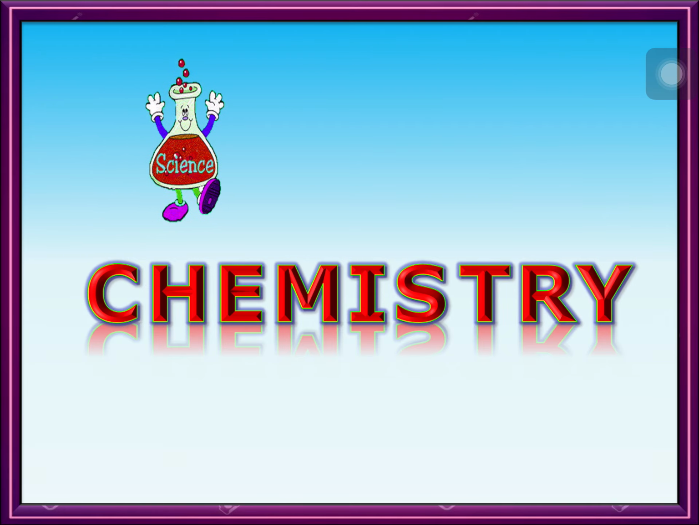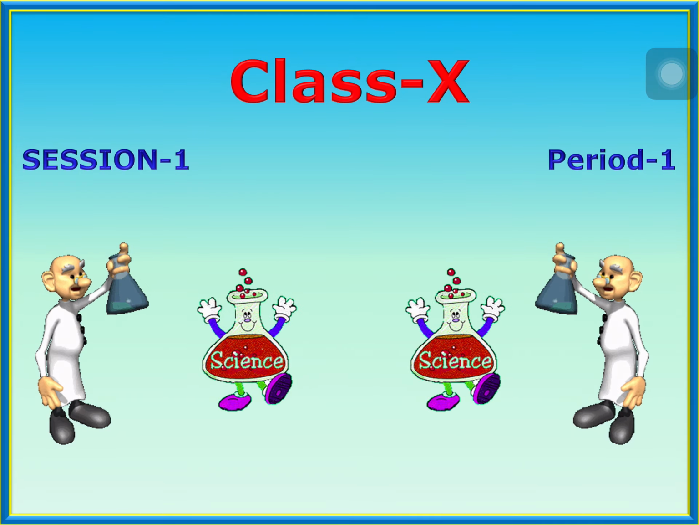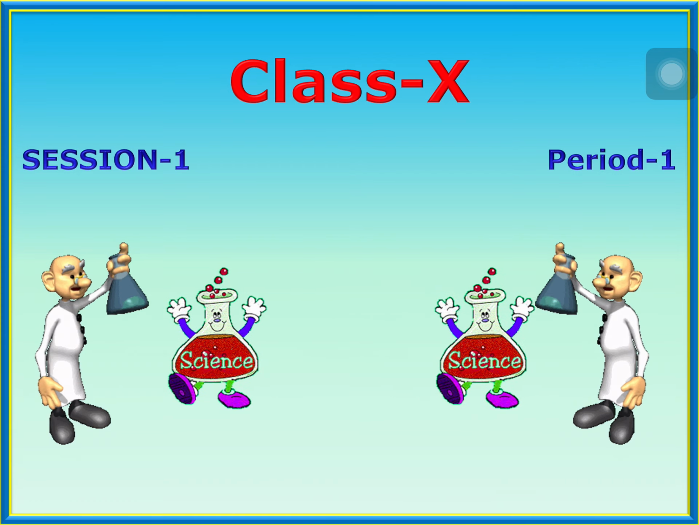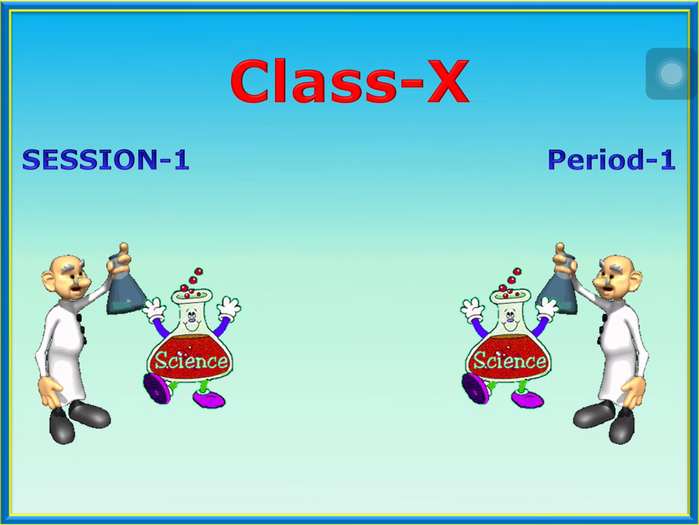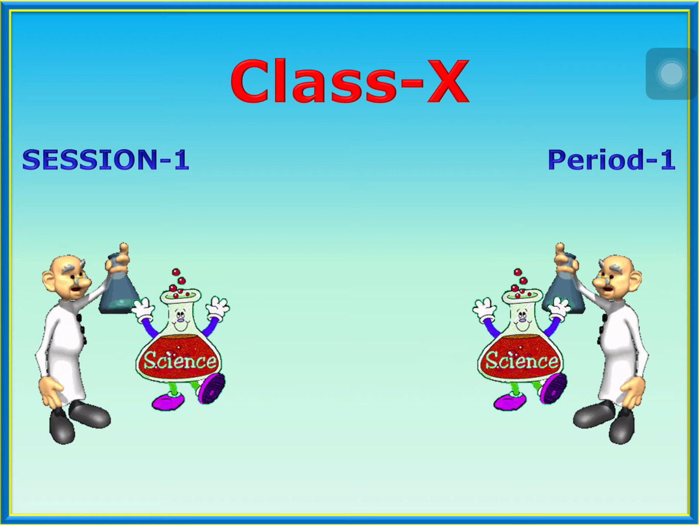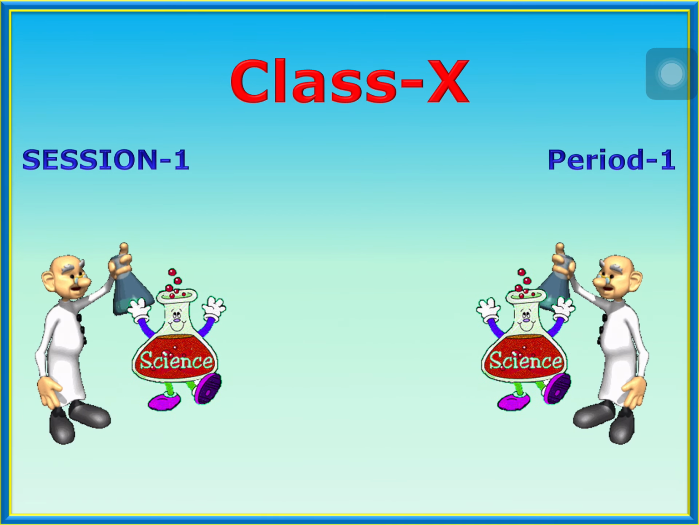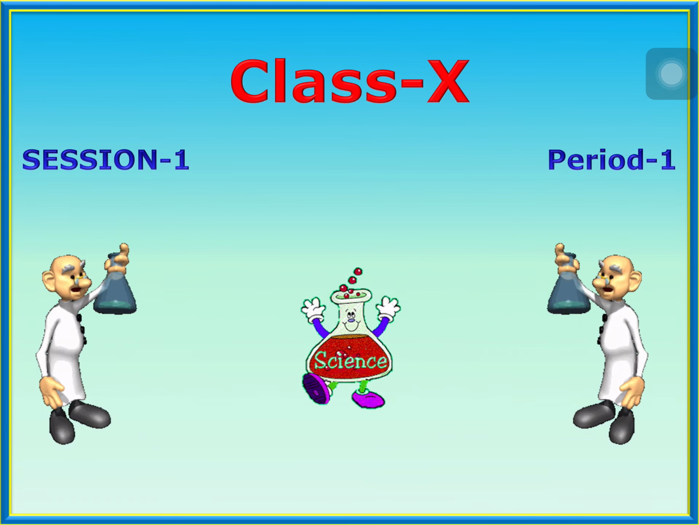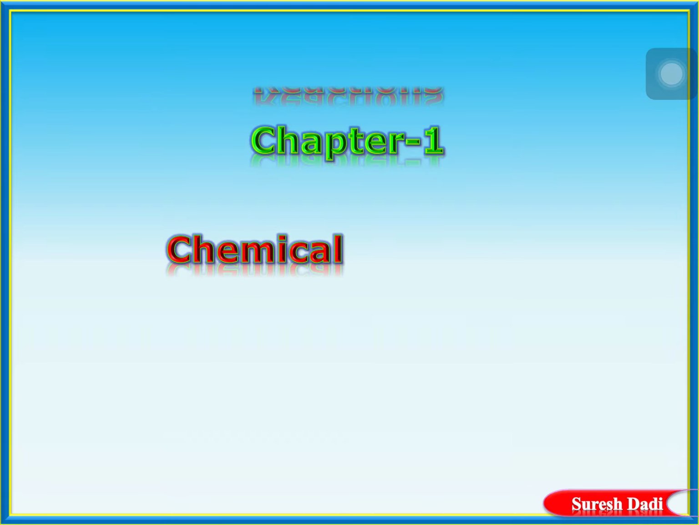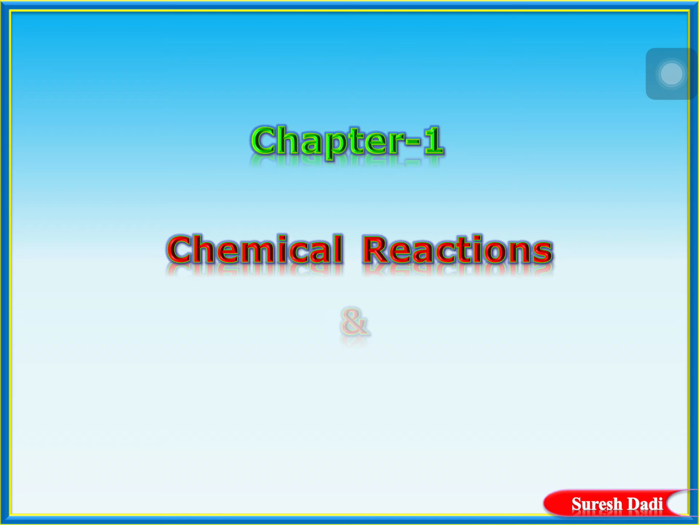Now in this class we are going to start our 10th class topics directly. This is session 1 and period 1. In this session 1 we are going to discuss our first lesson in chemistry. What is the first lesson in chemistry of 10th class? That is chapter 1 or lesson 1, chemical reactions and equations. Thus the first chapter is chemical reactions and equations.